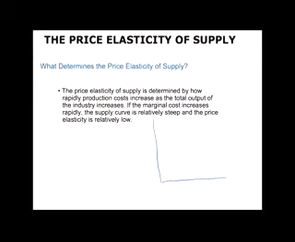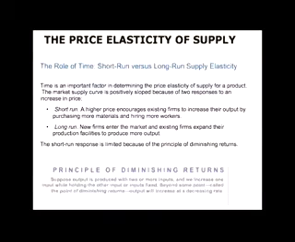We're looking at a supply curve and trying to determine how responsive changes in quantity are to changes in price. So in an industry, if marginal costs increase rapidly as production goes up, then it will take a large change in prices to get a small change in quantity. And that's going to be an inelastic supply curve. The price elasticity of supply is determined by how rapidly production costs increase as total output goes up.